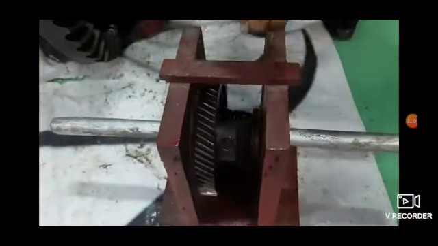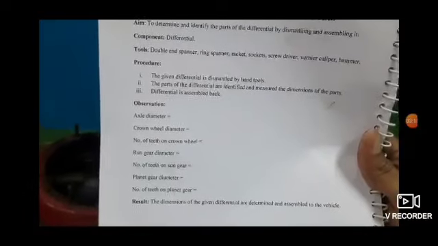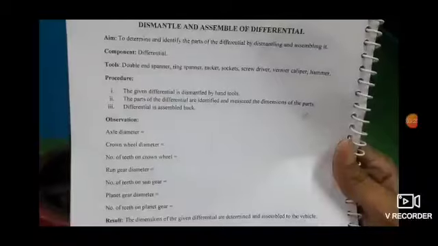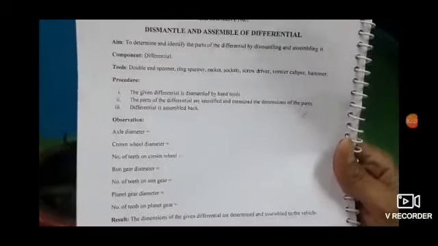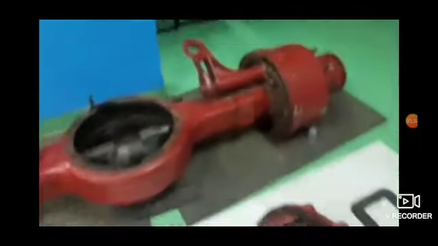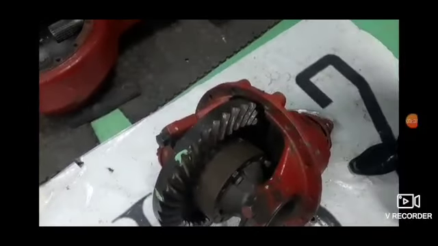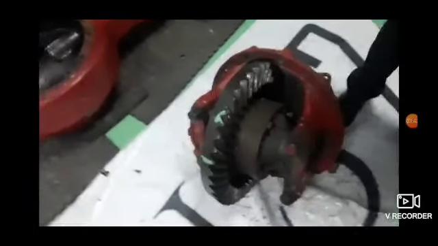In this experiment, what we are going to find out is the axle diameter, the crown wheel diameter, the number of teeth of the crown wheel, the sun gear diameter, the number of teeth on the sun gear, the planet gear diameter, and the number of teeth on the planet gear. Finally, the dimensions of the given differential are determined and it is assembled back to get the different ratios. We are going to find all these observations with the help of the tape, the outside caliper, and also the vernier caliper.